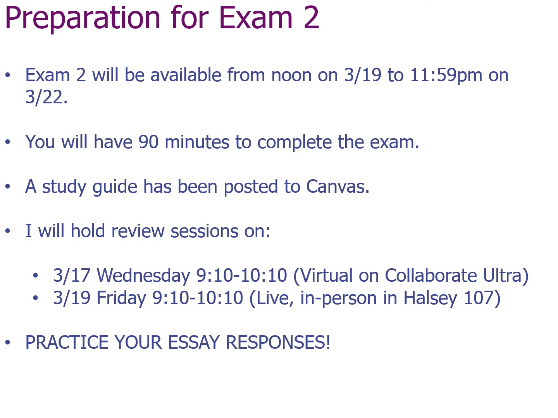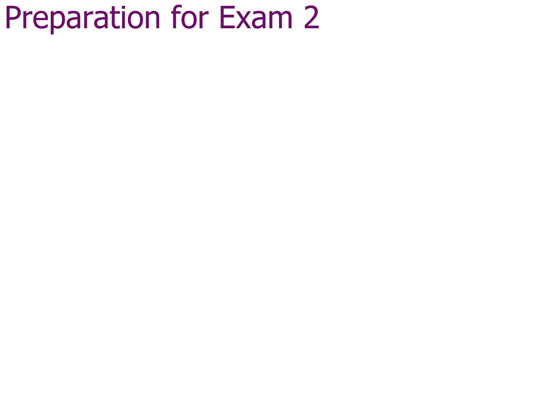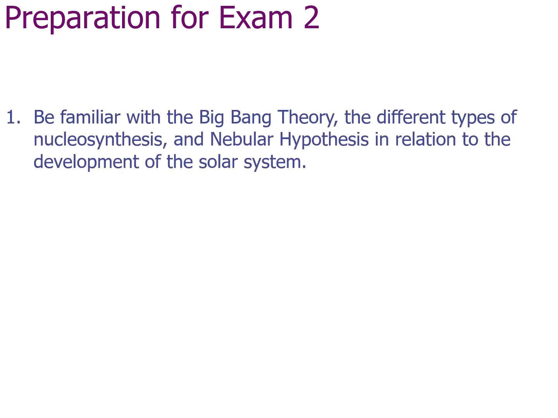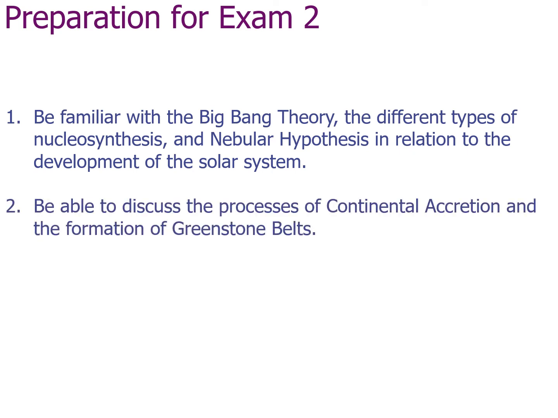Please practice your essay responses, which are: be familiar with the Big Bang Theory, the different types of nucleosynthesis, and the nebular hypotheses in relation to the development of the solar system. So pretty much that first main lecture we did. Be able to discuss the process of continental accretion and the formation of greenstone belts. And what does this tell us about how continents are formed during the Precambrian?